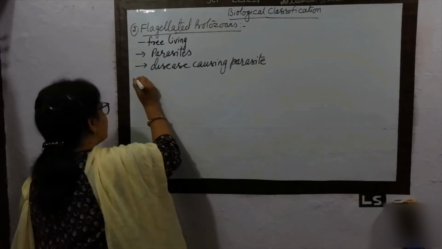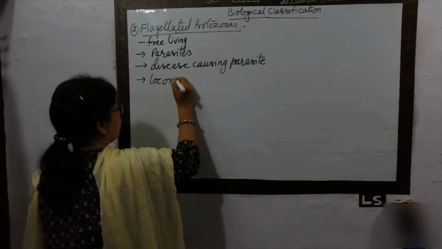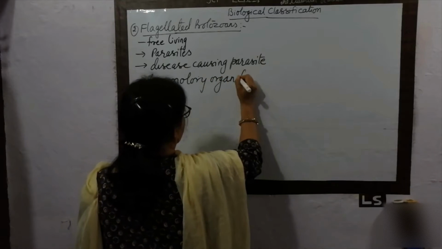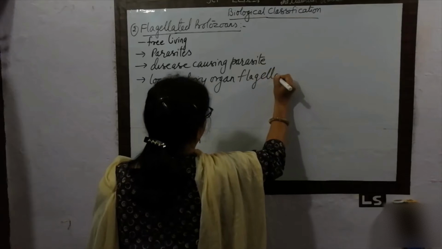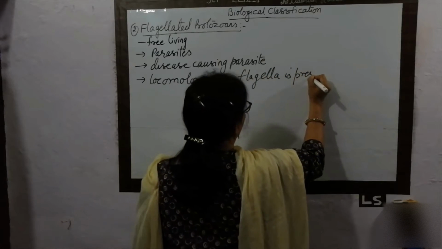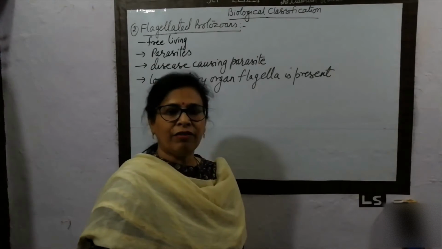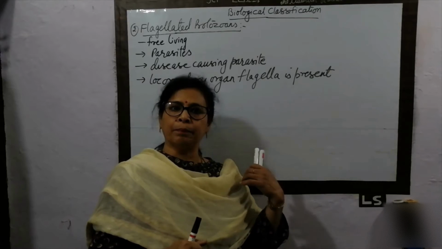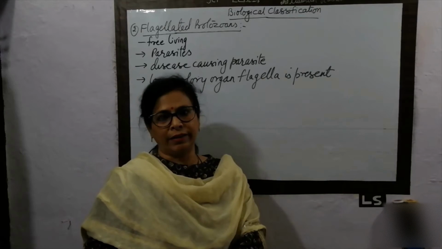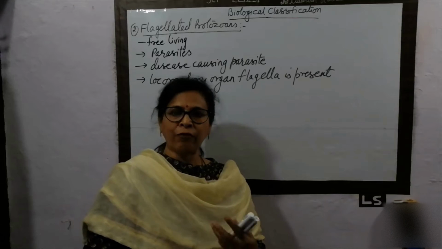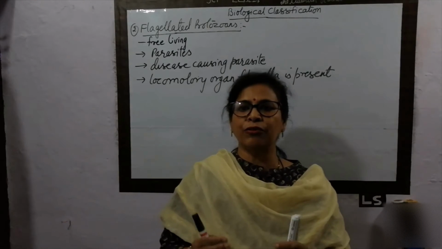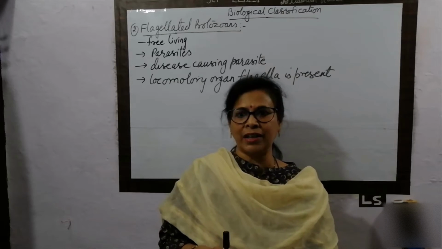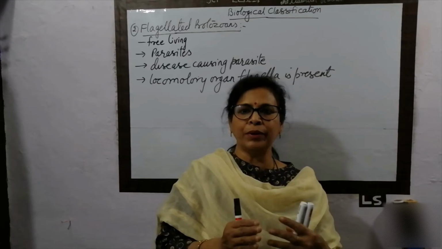One more remarkable feature is the locomotory organ, the flagella. Flagella is present for locomotion, and helps them to locomote from one place to another. There are two types of flagella. One is the fixed, longitudinal flagellum, and the second type helps in the movement of their body.